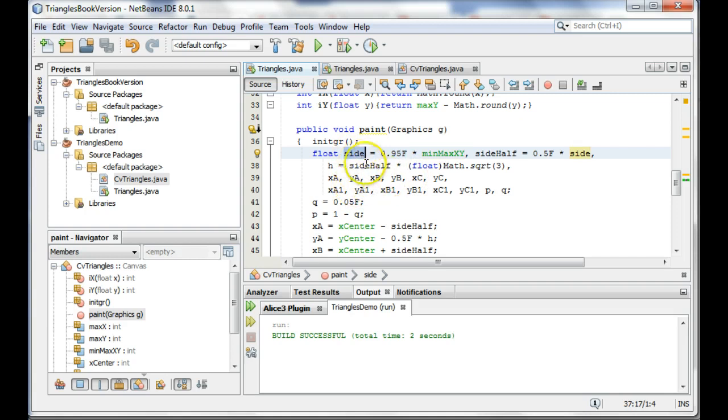Now side seems kind of straightforward. That's probably going to be the side length of our triangle, right? That's the name that he picked for the variable, so it seems like it's going to be the side length. What is this 0.95f times min max xy? Well, let's take a look.